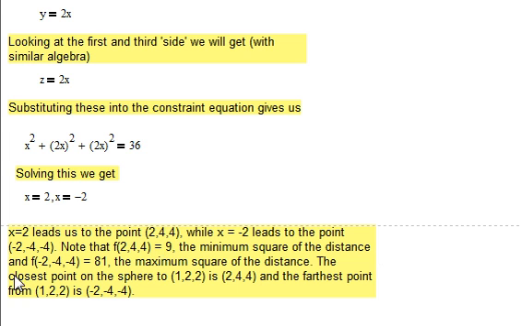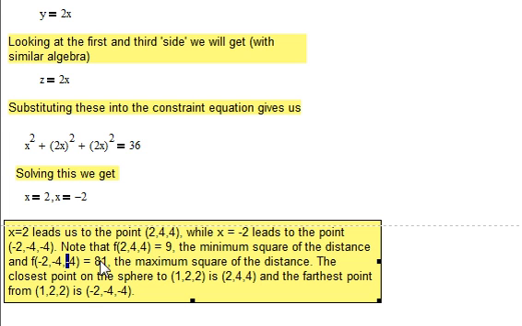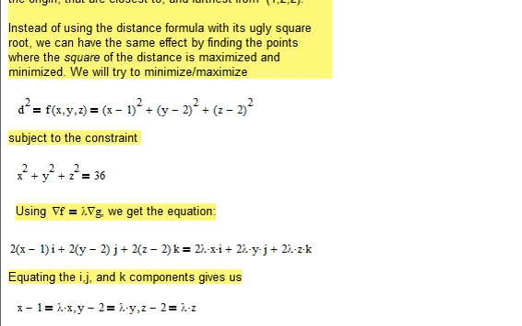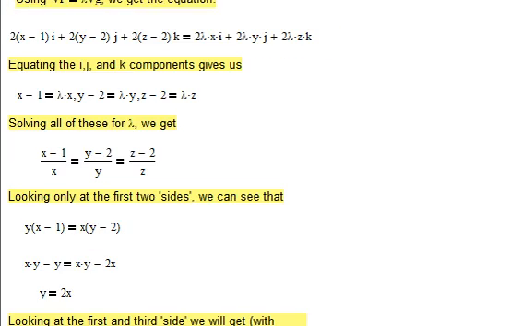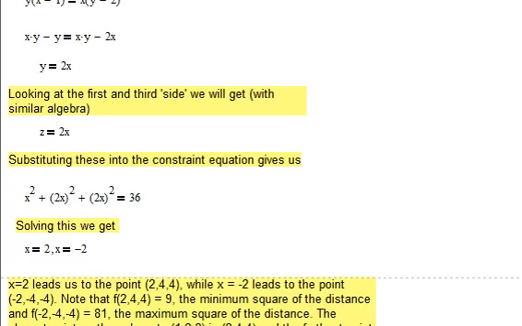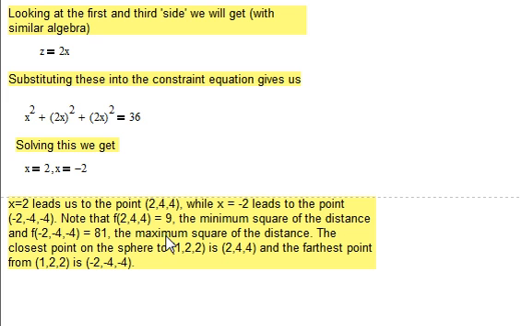Well, that's the minimum square of the distance, and f of (-2, -4, -4) is 81. Let's see why that's so. Time out. I want to go back and look. -2 minus 1 is -3 squared, which is 9. -4 minus 2 is -6 squared, which is 36. And -4 minus 2 is another -6 squared, which is another 36. So 36 plus 36, which is 72, plus 9, makes 81. And so that's the maximum square of the distance.